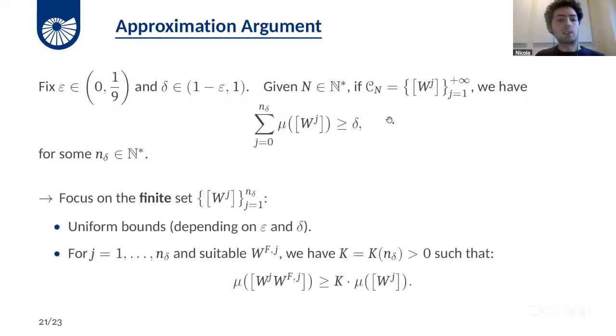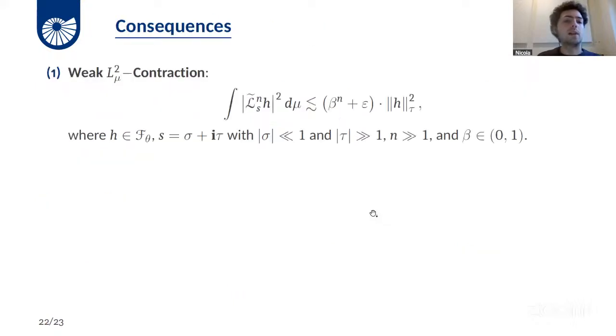Then we restrict our study to this finite set of cylinders, and so we can find uniform bounds depending on epsilon and delta, and some sort of analogue of Federer's property that allows us to find this contraction in L2. Well, it's not really a contraction, it's a weak contraction, because here we have this term plus epsilon. Let me just mention that in the BIP case, the big images and pre-images property, this epsilon does not show up, so we have a strong contraction. But in the general case, we only achieve this estimate.